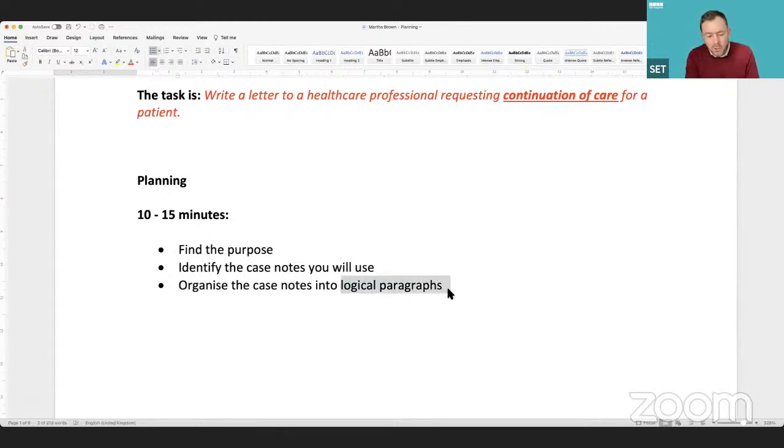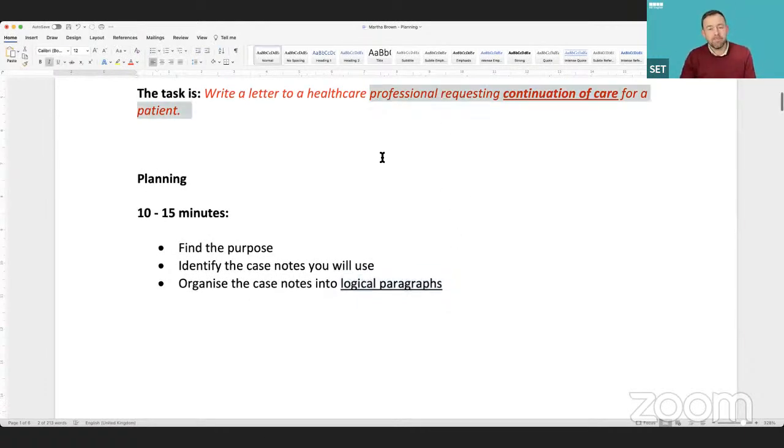Notice that I'm saying logical paragraphs. I'm not saying the same paragraphs every time. I'm not going to teach that. I'm not going to say always do this, always do that. It's just not like that. You've got to be a bit flexible. You've just got to think to yourself, what is the best thing for the reader? That's it. You've got to be professional and try and make it as easy as possible for the reader to understand what the task is that they're being asked.